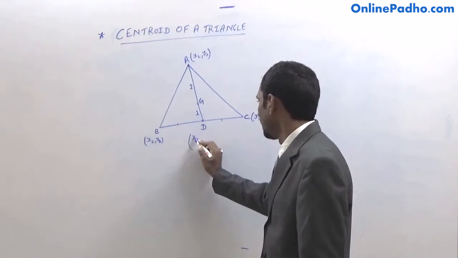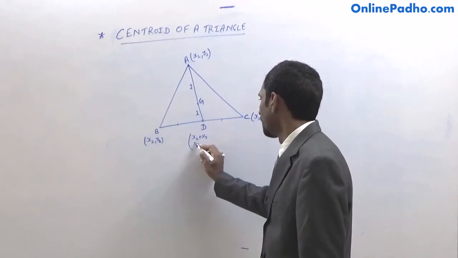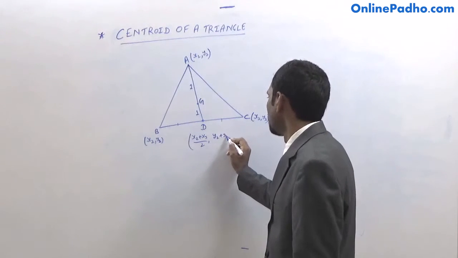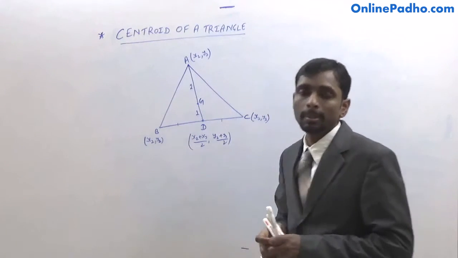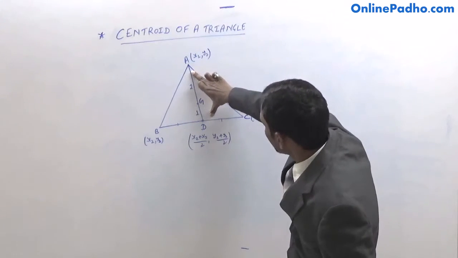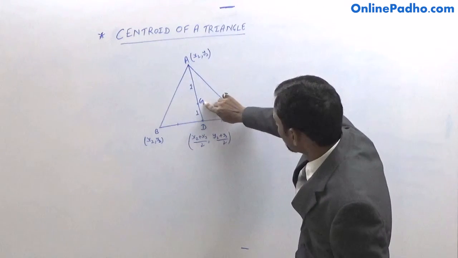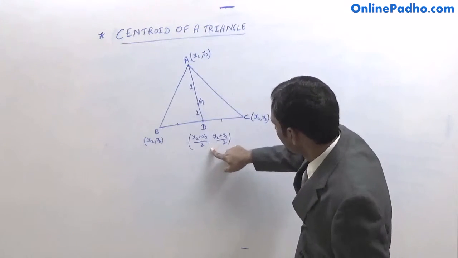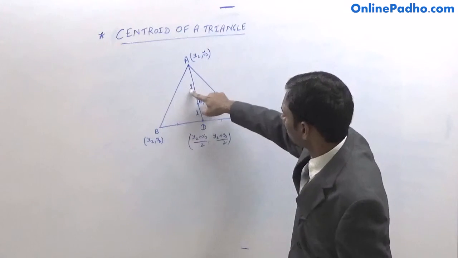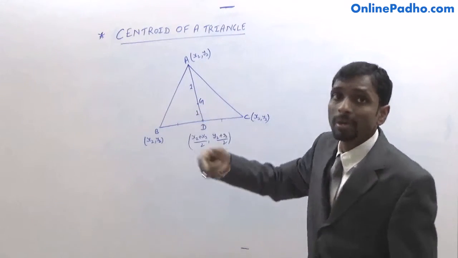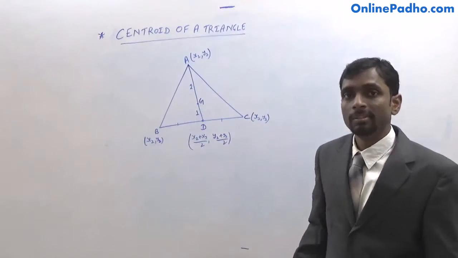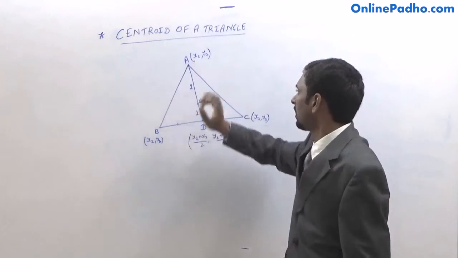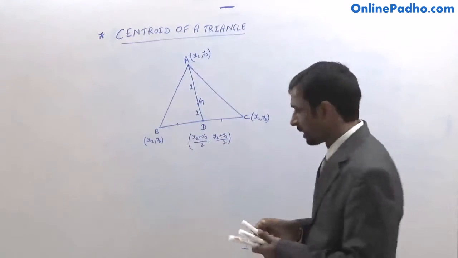the coordinate of D can be written as x2 plus x3 by 2 and y2 plus y3 by 2. Now consider AD as a line segment, and to find the coordinate of point G, we divide this in the ratio 2:1. So both end points are given, and the ratio is also given. We can find the coordinate of point G, which is the centroid. So by the section formula, we can write it as 2 multiply this plus 1 multiply x coordinate divided by 2 plus 1.